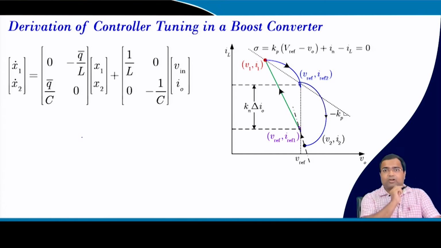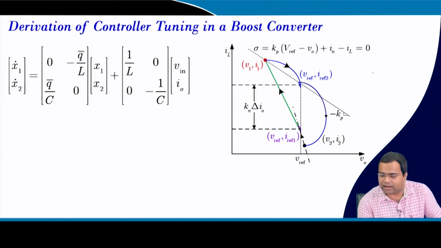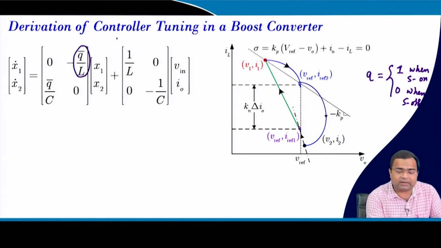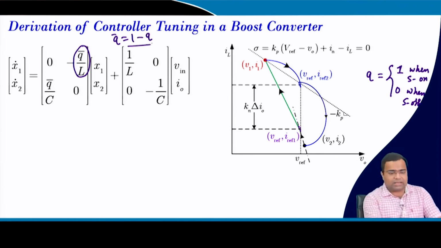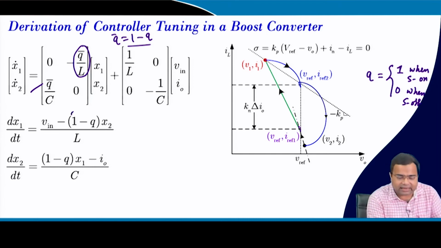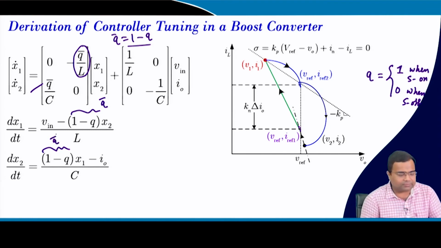Now, again, if we write it like a buck converter, here you see Q is equal to 1 when S is on, and it is 0 when S is off, that means switch off. Here Q bar is nothing but 1 minus Q. So, you can write this state space equation, obtain dx1/dt and dx2/dt, and this whole thing is represented by Q bar.